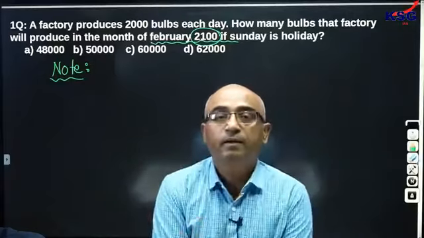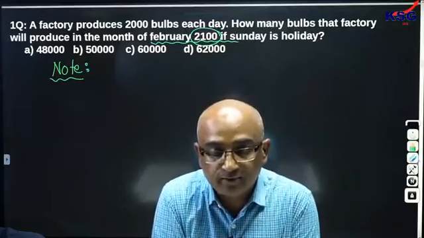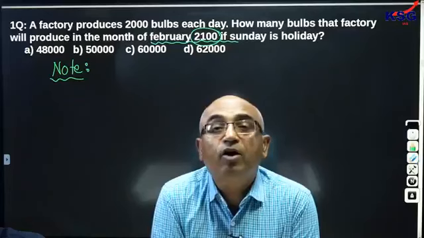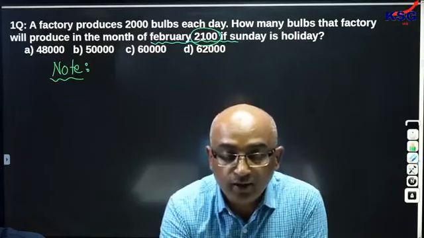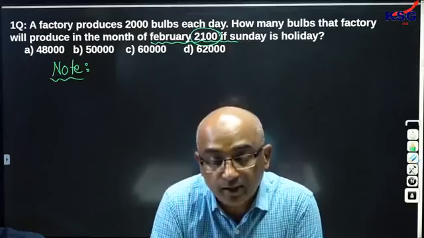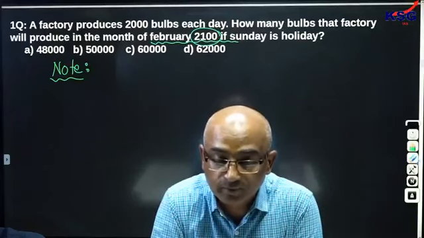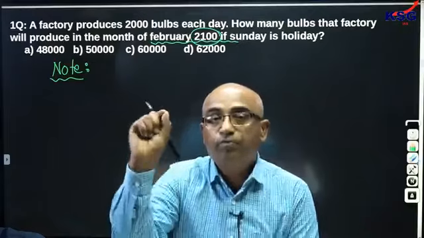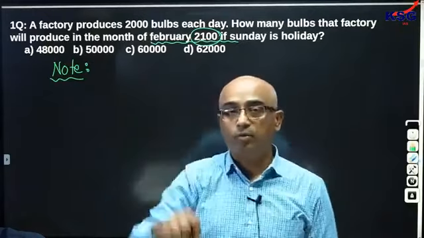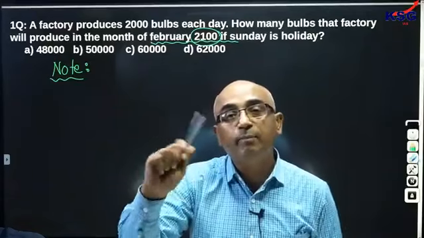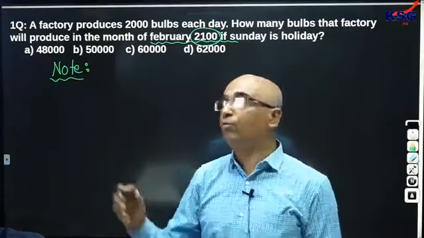Please write. Century year means a multiple of 100 years. A century year is a leap year if it is divisible by 400. First write down this one concept which is required to answer this question. Century year, meaning multiple of 100, is a leap year if it is divisible by 400.